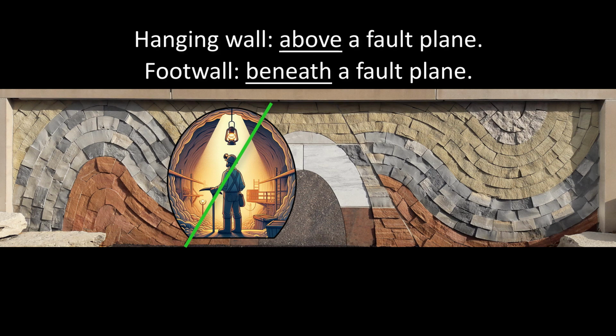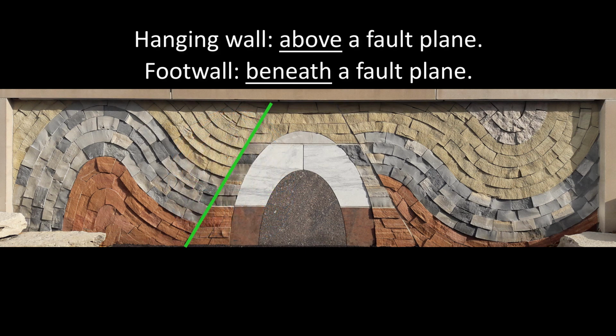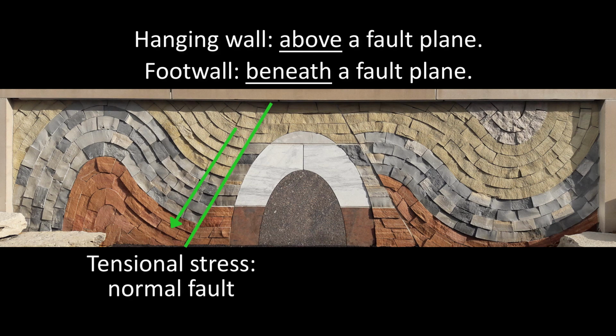Now ask the following question. What did the hanging wall do relative to the footwall? Notice that the hanging wall's sandstone, limestone, and red sandstone beds all moved down relative to the footwall. Tensional stress causes a hanging wall to move down relative to a footwall, thus creating a normal fault.